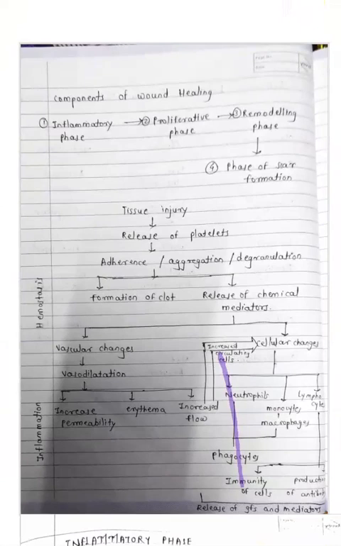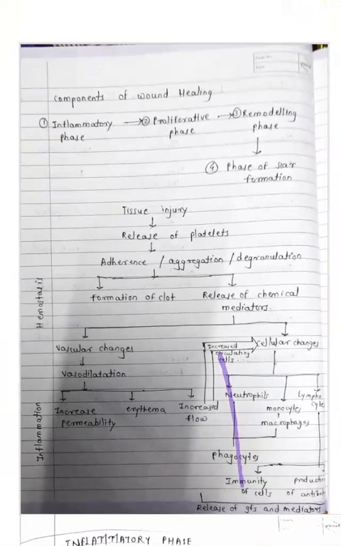Now the phase of remodeling. What is happening in remodeling? In that phase, a specialized fibroblast will come into play. The name of that fibroblast is myofibroblast, because they have contractile elements. They will try to contract the wound, and because of contraction of the wound there will be reduction in size of the wound, and wound healing will take place faster.